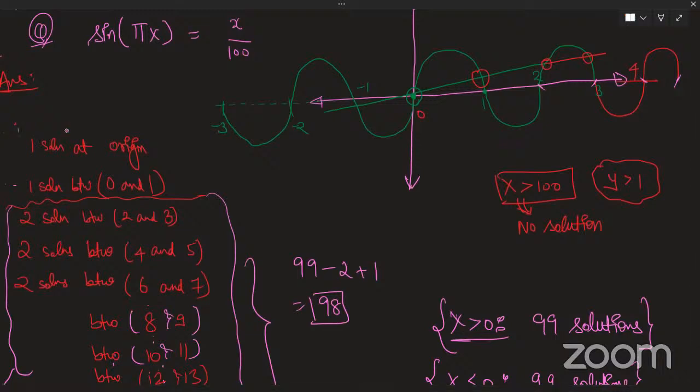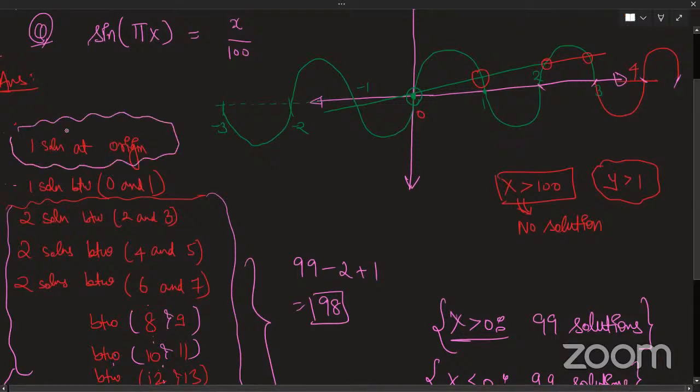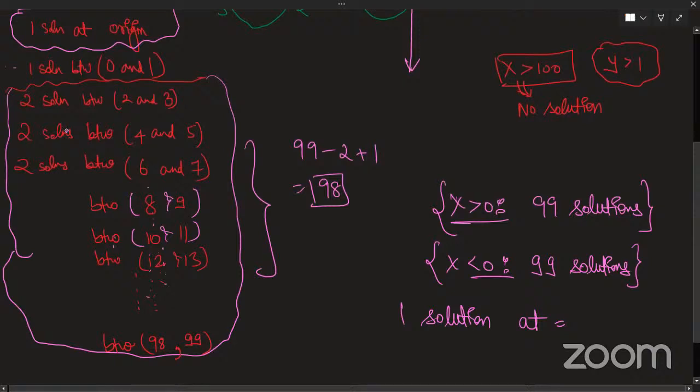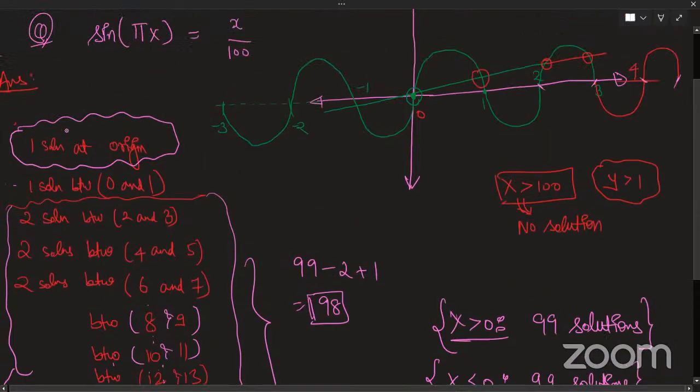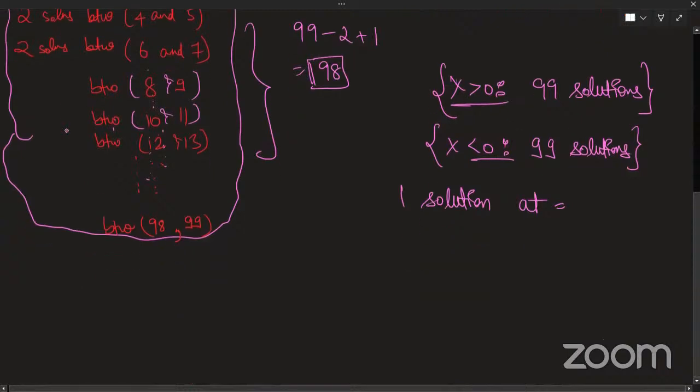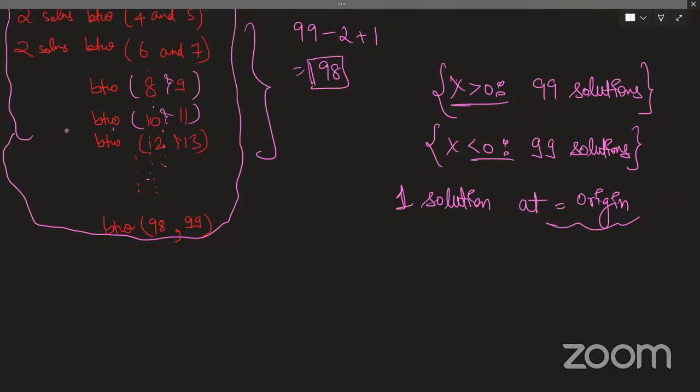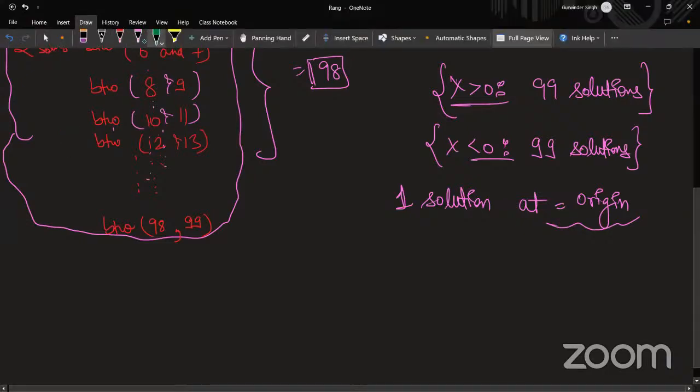ये ऊपर पड़ा हुआ है अलग से. You can see it clearly. I have not included that. 98 solutions सिर्फ इस पार्ट में थे और प्लस ये 0 और 1 वाला है. Okay. So similarly, I have one solution at origin also. So can you tell me total number of solutions now? 100.